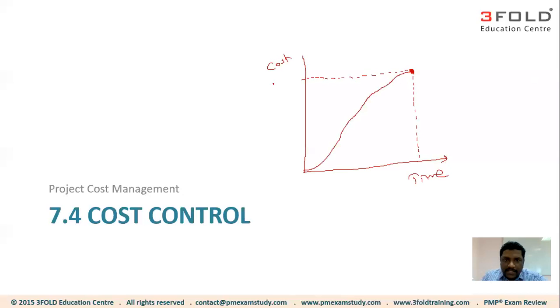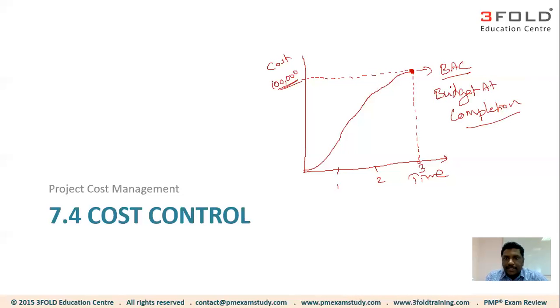Let's say this is $100,000, and let's say this is a 3 months project, so this should be the end of the third month. This is the end of the second month, and this is the end of the first month. So as a simple scenario, this is a 3 months project and you had budgeted $100,000. Now what can we call this particular point? This value is called BAC, which stands for budget at completion.